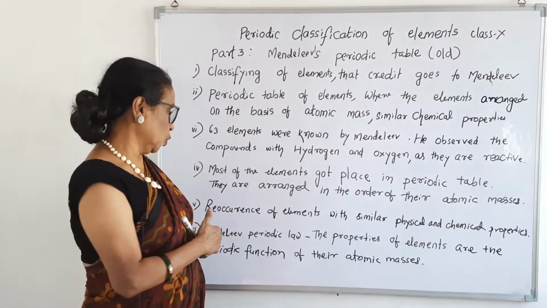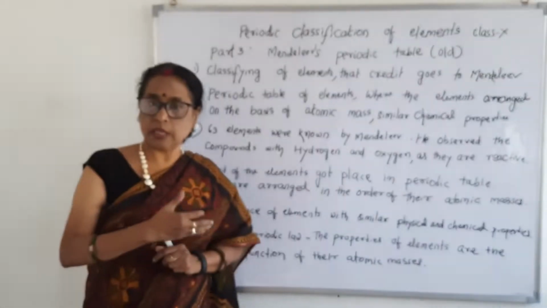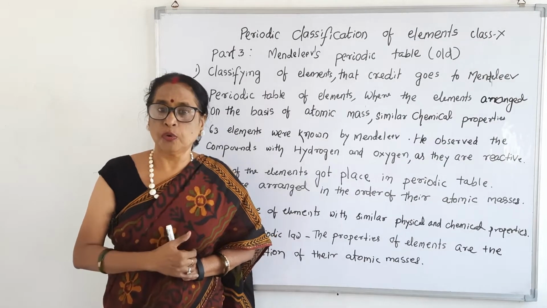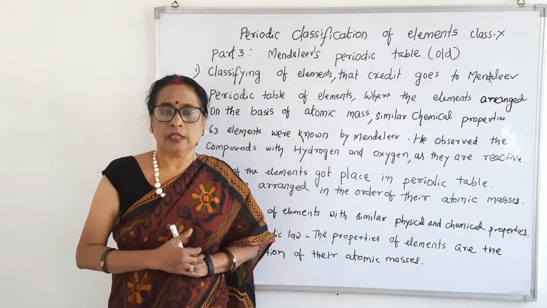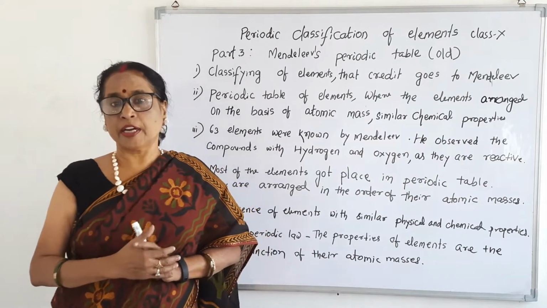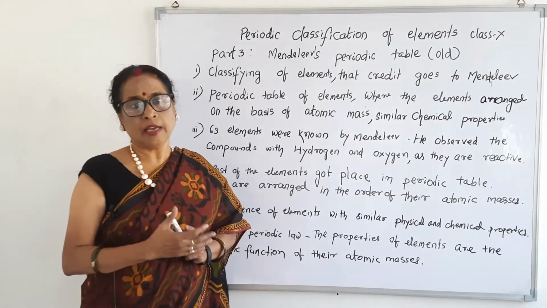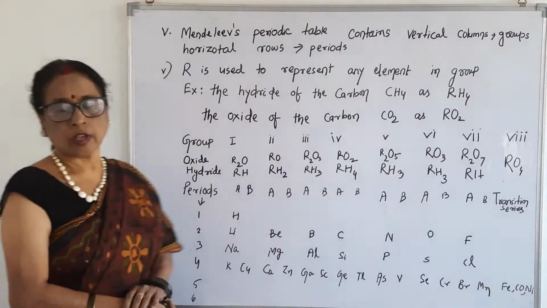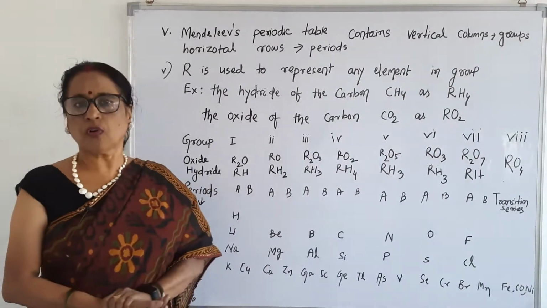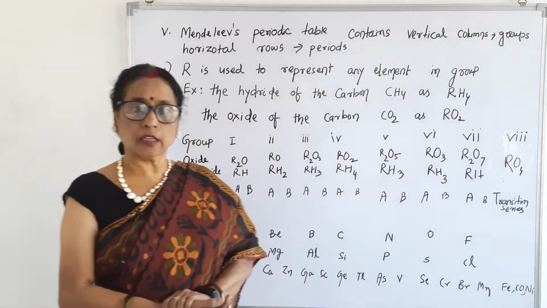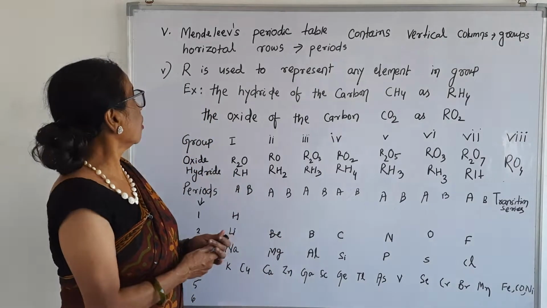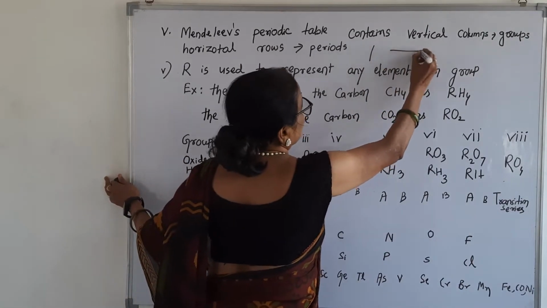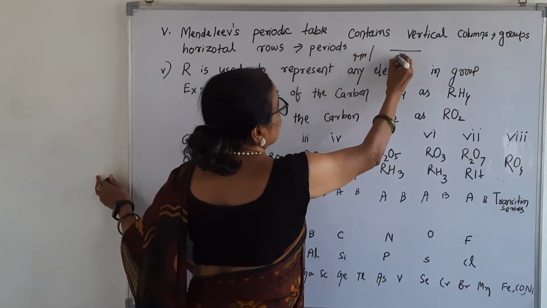Sorry. Now we will go to what the other rules and achievements were, how the elements were arranged in the old form of periodic table, how they have the same nature, similar physical and chemical properties, and how many groups he had made. So now we will see the old form of periodic table. Mendeleev periodic table, that is the old form of periodic table, contains vertical columns, which are called groups, and horizontal rows, which are called periods. Vertical column means this one, and horizontal this one. This is called groups, and this is called period.